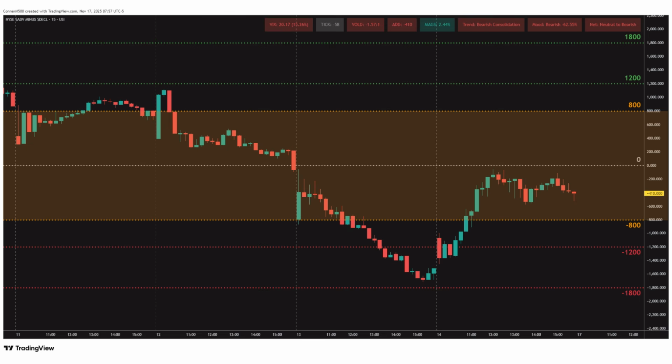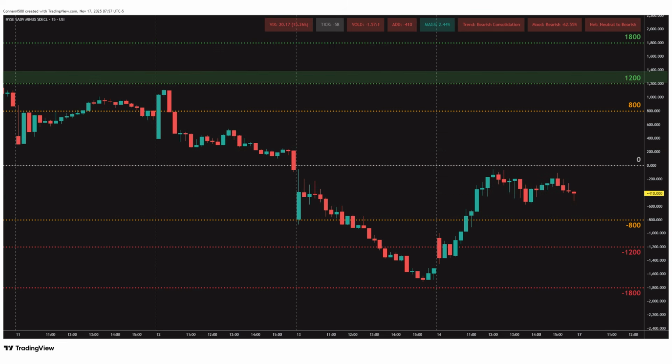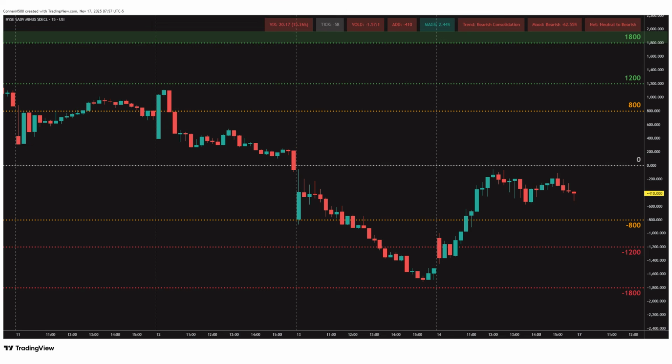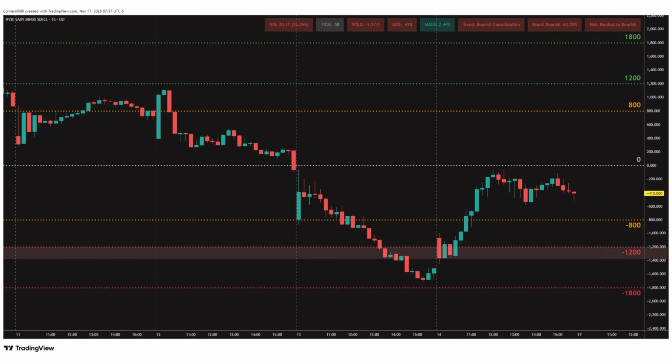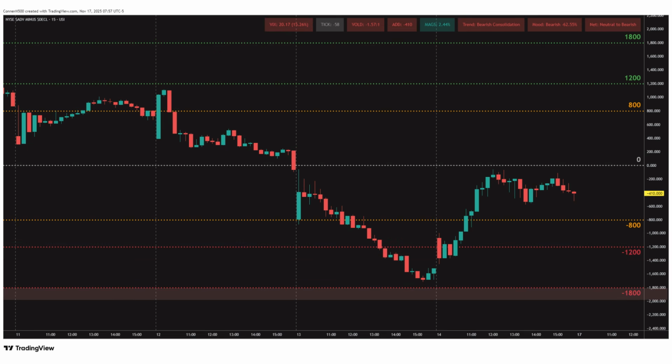Around plus minus 800 is the neutral zone, signaling lower volatility and a lack of conviction. Around 1200 signals firm bullish breadth, while 1800 signals extreme bullish breadth. On the downside, around negative 1200 signals firm bearish breadth, while negative 1800 signals extreme bearish breadth.